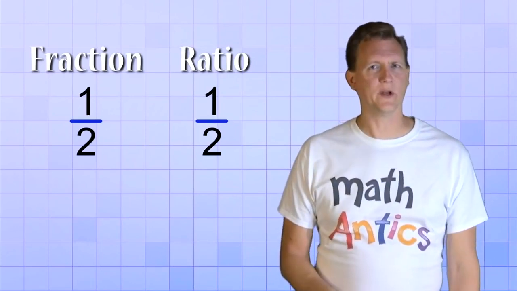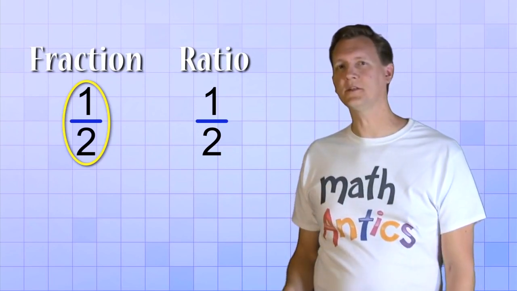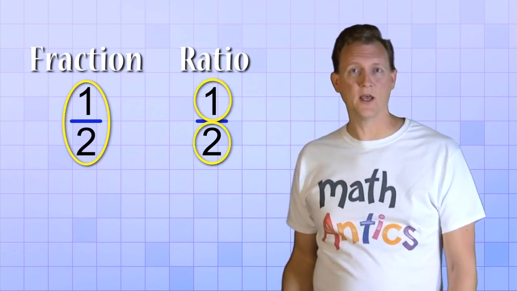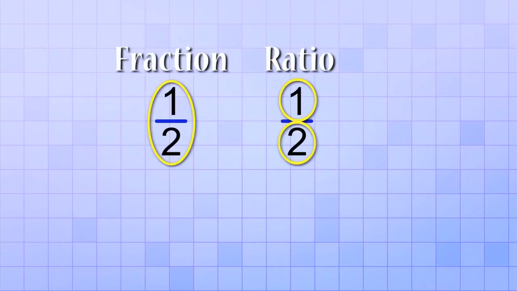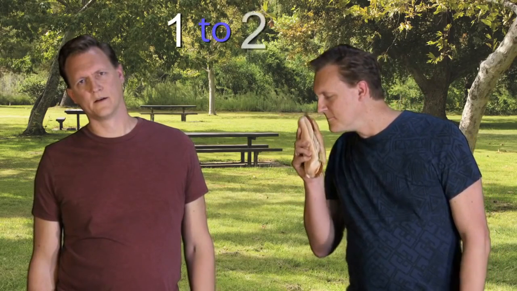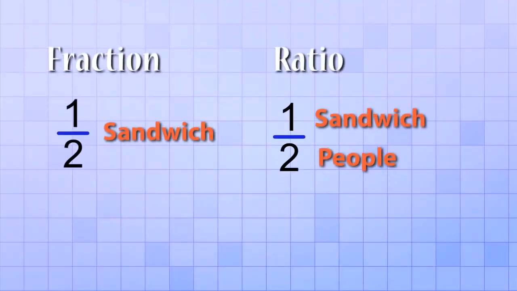With a ratio, we don't treat it as if it's just a single number. Instead, we pay close attention to the top and bottom numbers because we use them to refer to different things. For example, let's say we're planning to go on a picnic. And for every 2 people that are going on the picnic, we're only bringing 1 sandwich. In that case, we'd say that the ratio of sandwiches to people is 1 to 2, or 1 sandwich per 2 people. Do you see the difference between our fraction and our ratio?